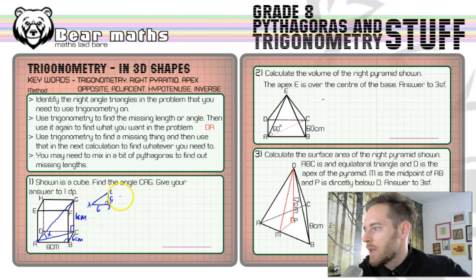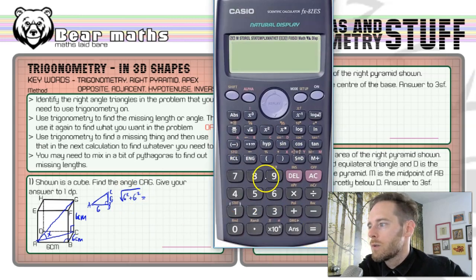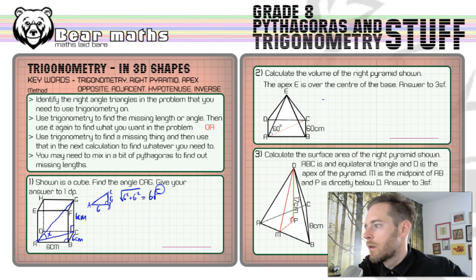So in the world of Pythagoras, let's work out A to C. We're going to do the square root of 6 squared plus 6 squared because we're finding the hypotenuse, the longest side, which you should know by now if you watch the rest of my videos in this topic. 6 squared plus 6 squared, that equals 6 root 2. So let's label that 6 root 2. You could label it on this diagram as well if you wanted to.